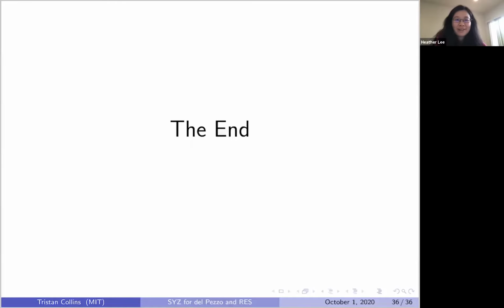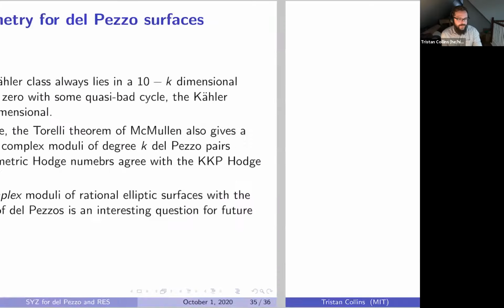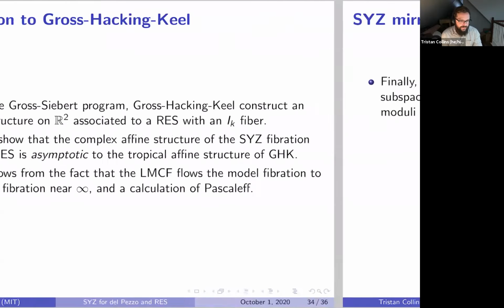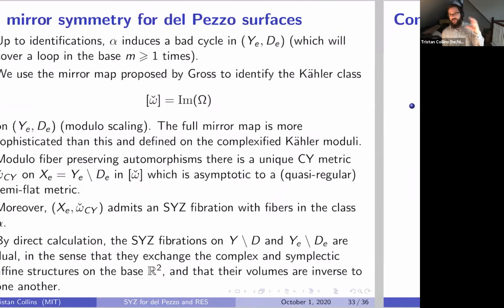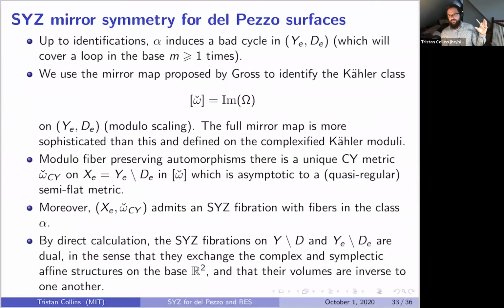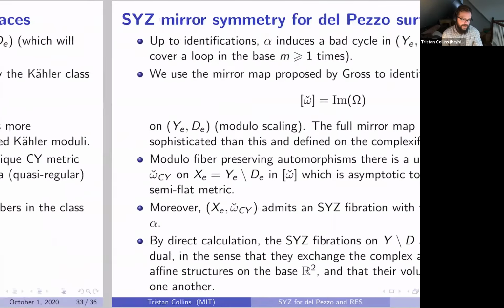Other questions? Maybe a very naive question. Can you maybe show your irregular semi-flat metric again? It's just the same as the semi-flat metric, but what's changing is the identification of the actual fibration with the model fibration. So I didn't actually write the formula.